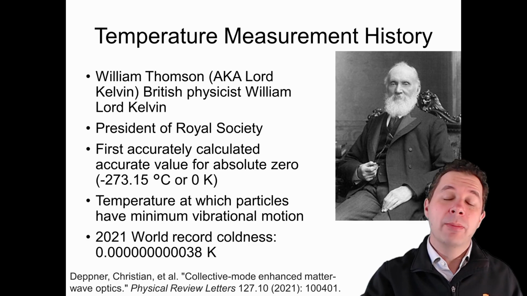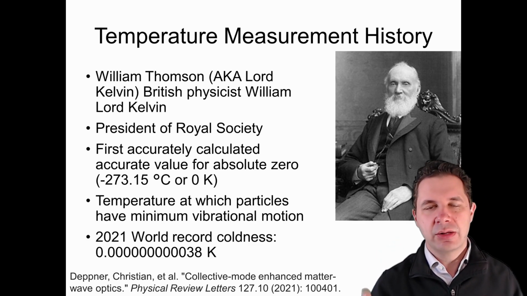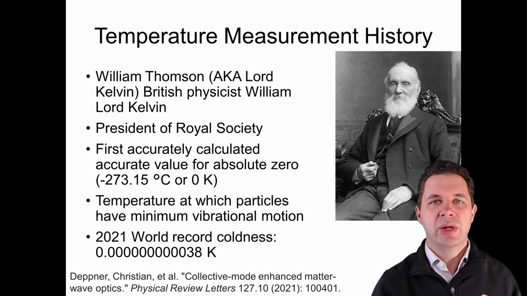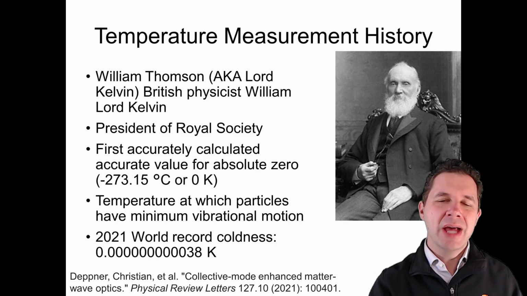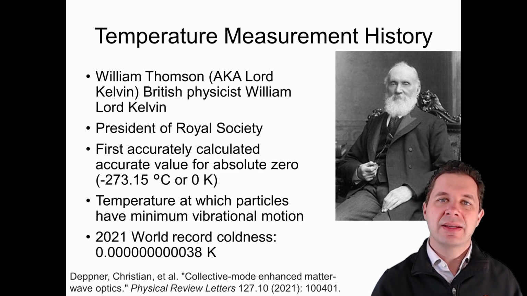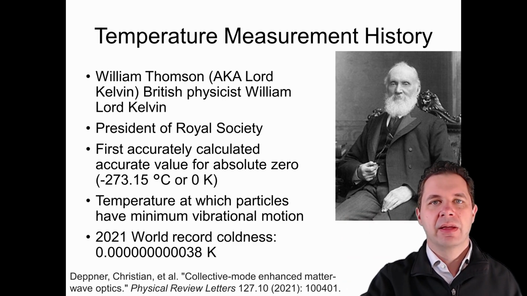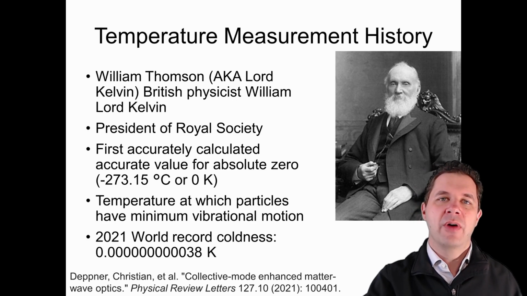Well, not quite, but we've gotten within a smidgen of that. The current world record set in 2021 was just over 0 Kelvin. Prior to this, there were experiments done in space on the International Space Station, where they go also very low, less than 1 degree Kelvin. And then prior to that, we were looking at outer galaxies that were the coldest thing that we could find.